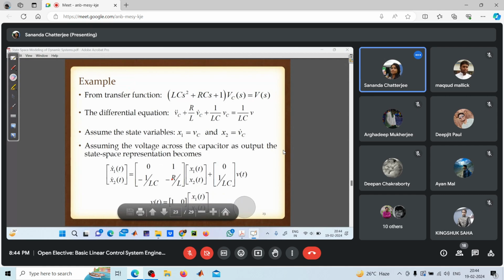As I have told you, VC is the voltage across the capacitor, and that is the output of the system. I can assume one state as the voltage across the capacitor, x1, and another state as the derivative of the output. So this is another choice.